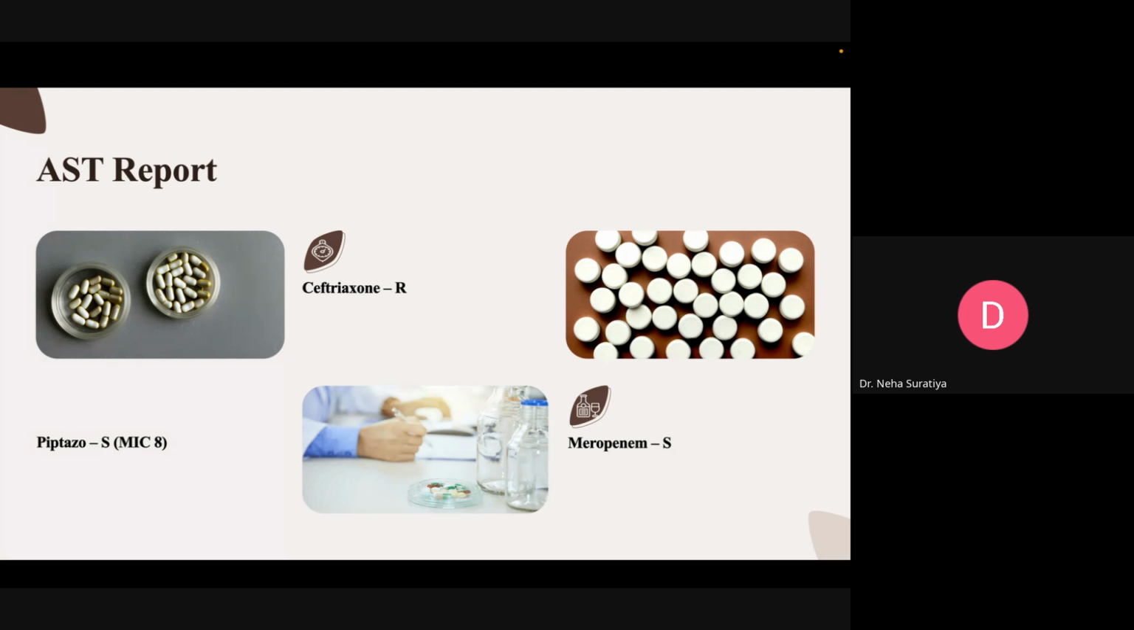What should we choose? Now we are looking at the actual antimicrobial susceptibility report for our 56-year-old patient, guys. The organism is ESBL producing E. coli, and the report suggests ceftriaxone resistant, piperacillin tazobactam 8, which is susceptible, and meropenem is susceptible again. At first glance, it looks very simple. Two drugs are susceptible, so yes, we have options. But clinically, this is where judgment is required. This is where clinical judgment is required.